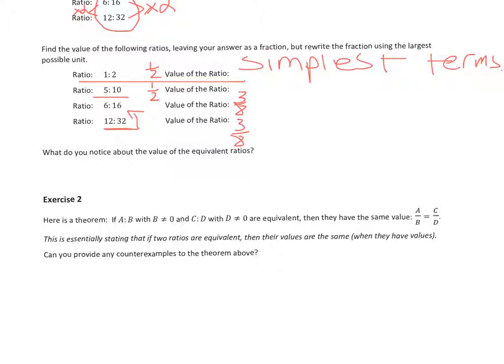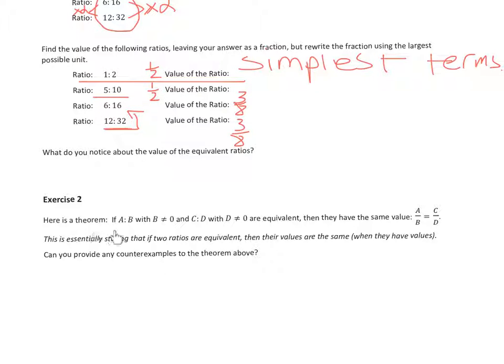So what do you notice about the equivalent ratios? Now's a good time to pause the video and talk about that. For those who aren't sure, or maybe you are sure and want to check, you notice that if they're equivalent ratios, they're always going to reduce to the same simplest terms, because all of them can be divided by the same divisors, just as they could have been multiplied by the same factors.